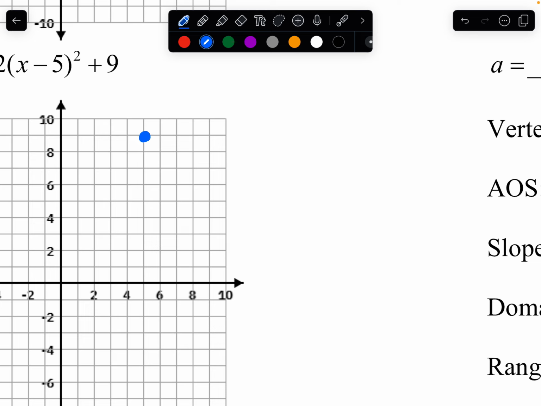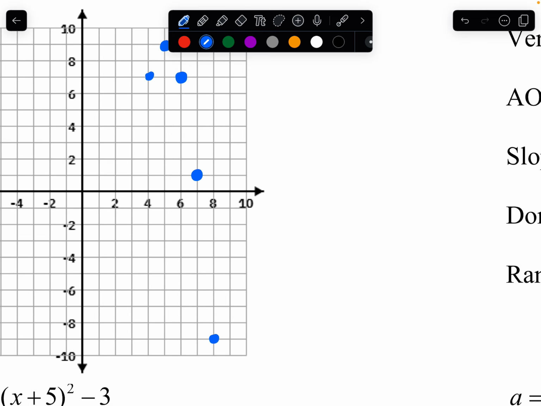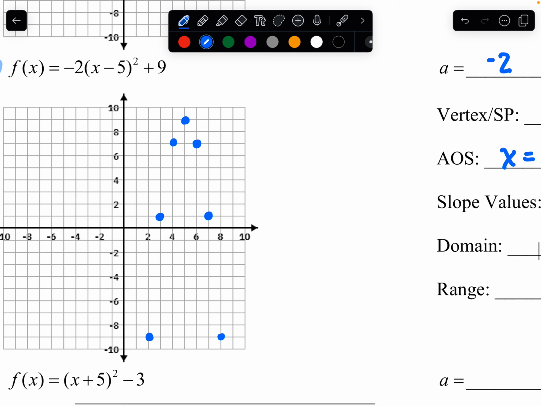So (5, 9). Now we're going to go down 2, right 1, and then we're going to go down 6, right 1, and then we're going to go down 10, right 1. And then we can mirror those points, or you can count it to the left instead of to the right. But I like mirroring those points. And now you can see it's a little bit narrower. This is going to be a little bit trickier to draw, so I'm just going to do my best to draw a nice parabola here.